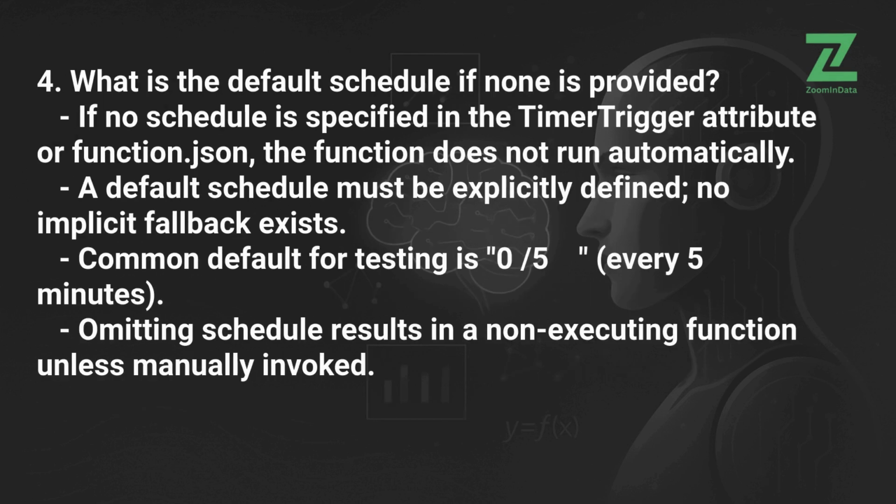4. What is the default schedule if none is provided? If no schedule is specified in the timer trigger attribute or function.json, the function does not run automatically. A default schedule must be explicitly defined. No implicit fallback exists. Common default for testing is 0 */5 * * * *, every 5 minutes. Omitting schedule results in a non-executing function unless manually invoked.